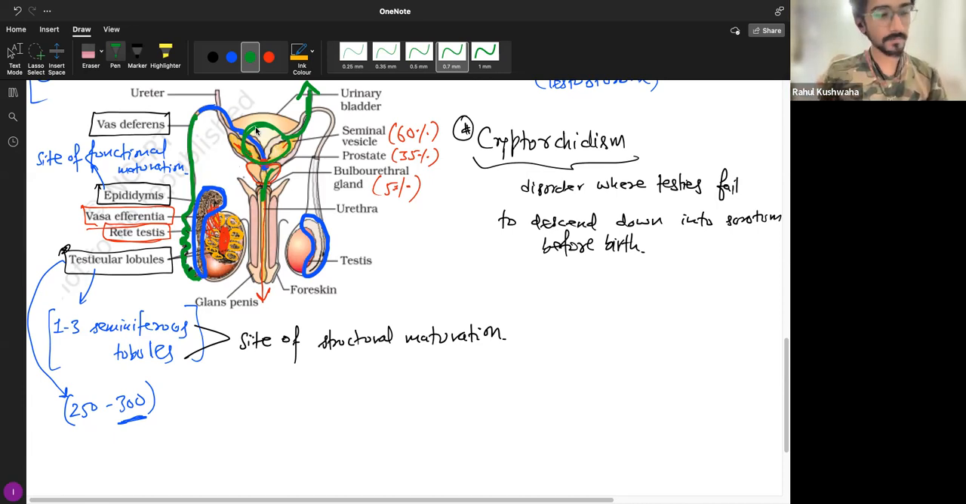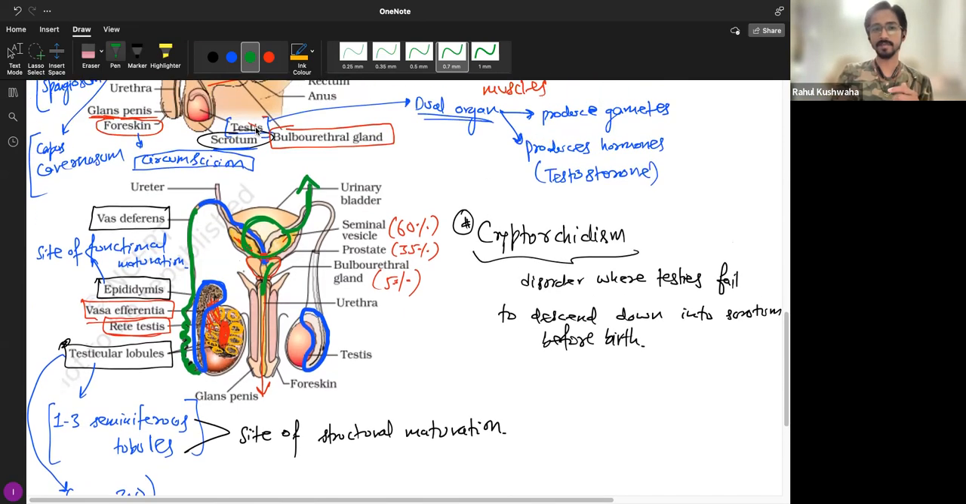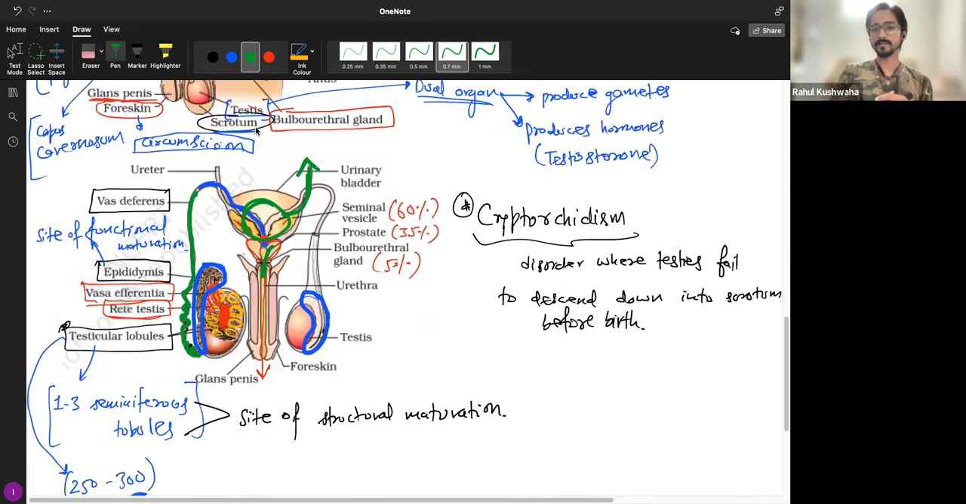I hope you both understand ventral, dorsal, lateral, anterior, posterior. So we'll end today's class with revising those axes. But is there any doubt in the overall anatomy of the male reproductive system?